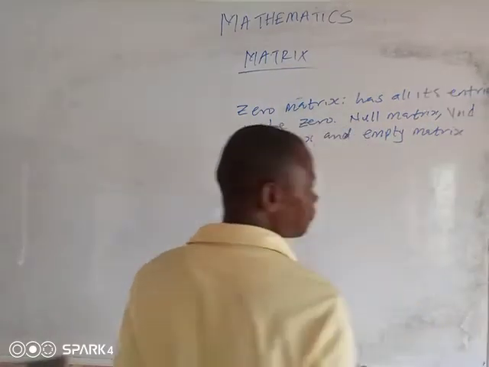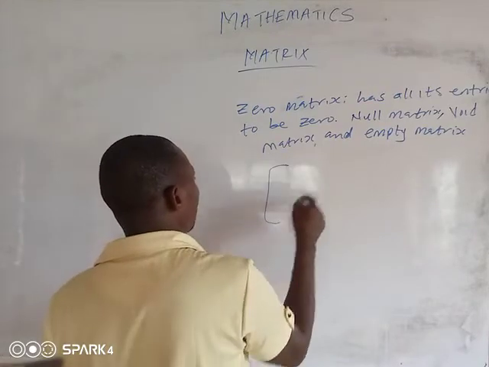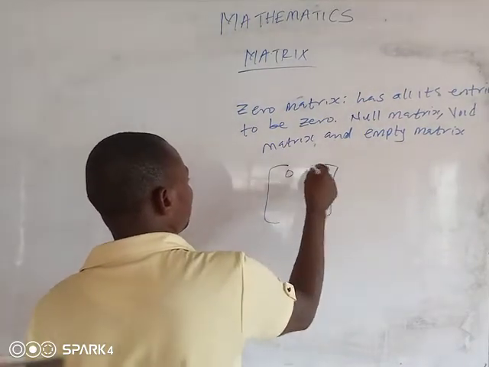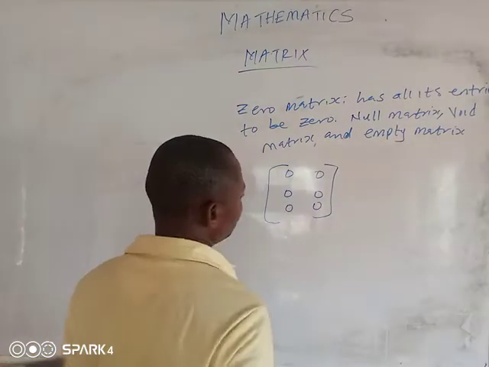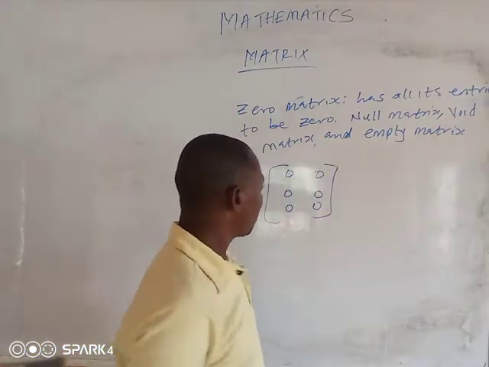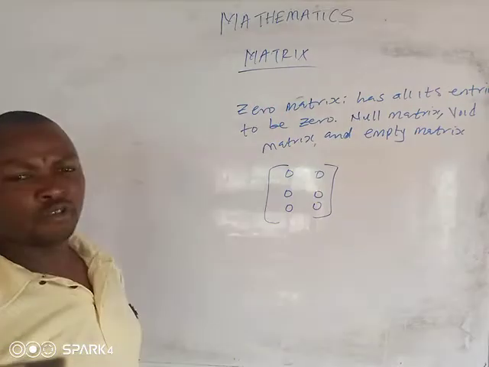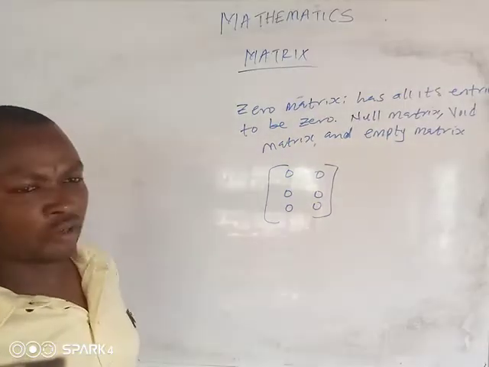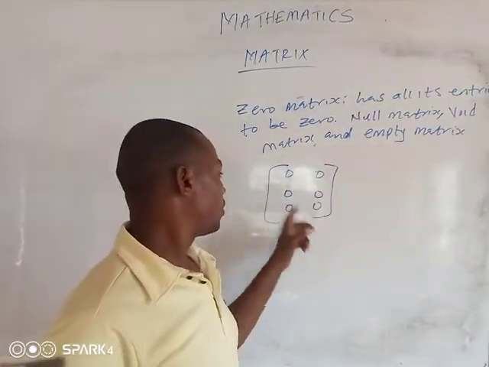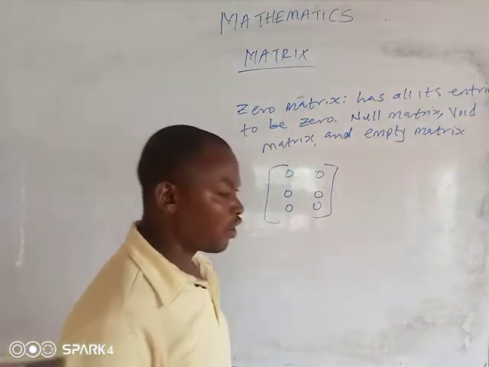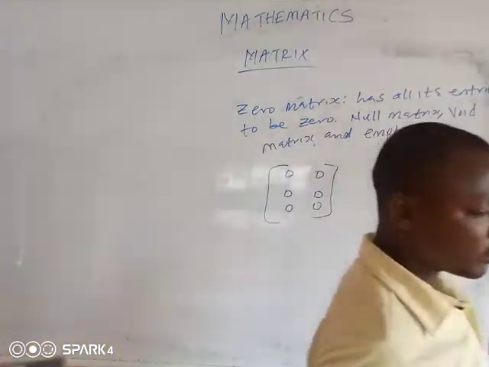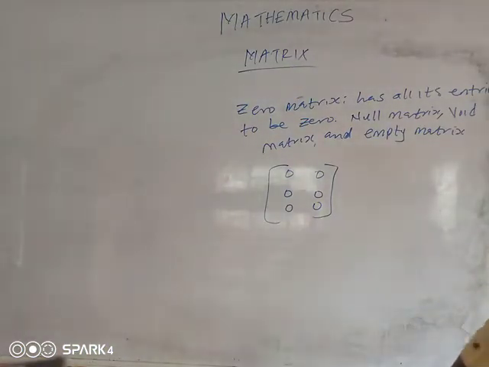So an example of such a matrix is if we have this: 0, 0, 0, 0, 0, 0. It is a 3 by 2 because we have 3 rows and 2 columns. So this is a void matrix. All its entries are 0.